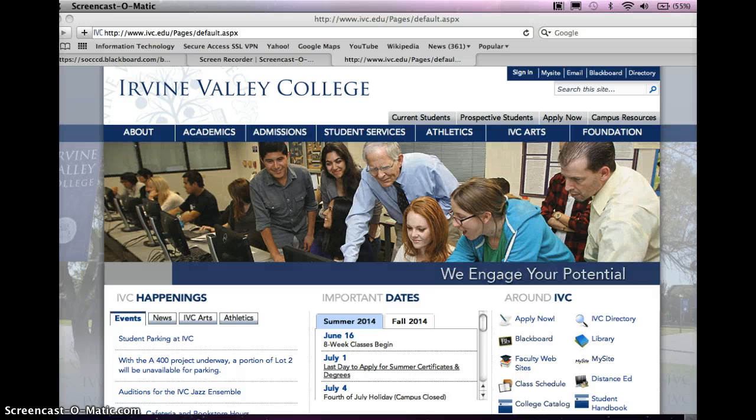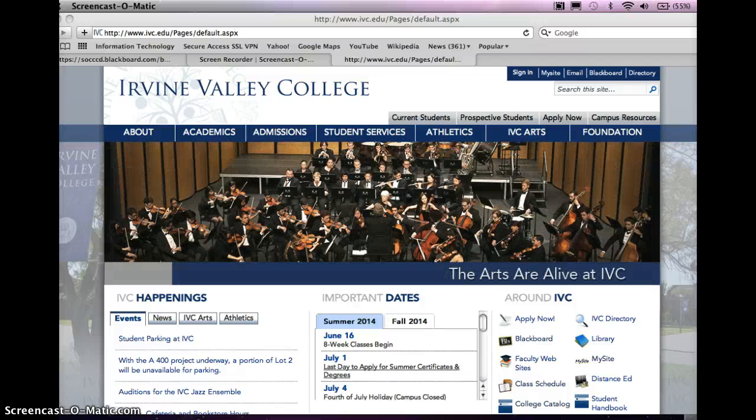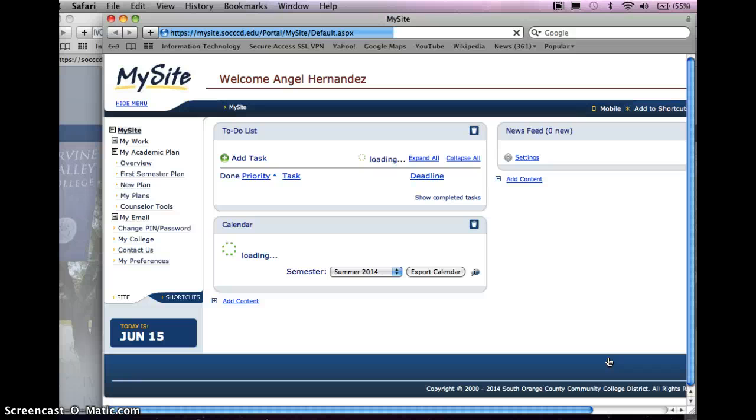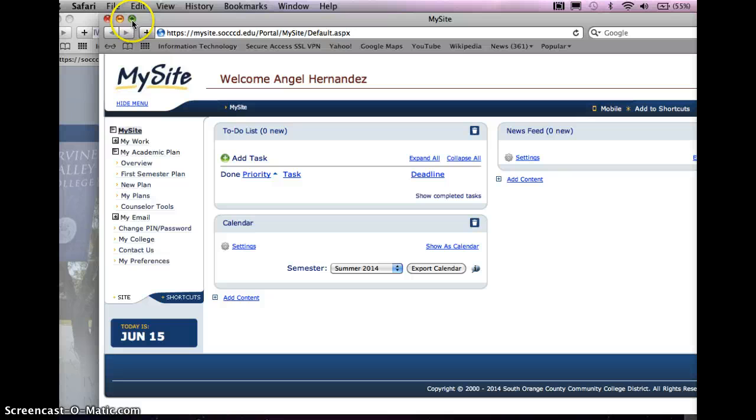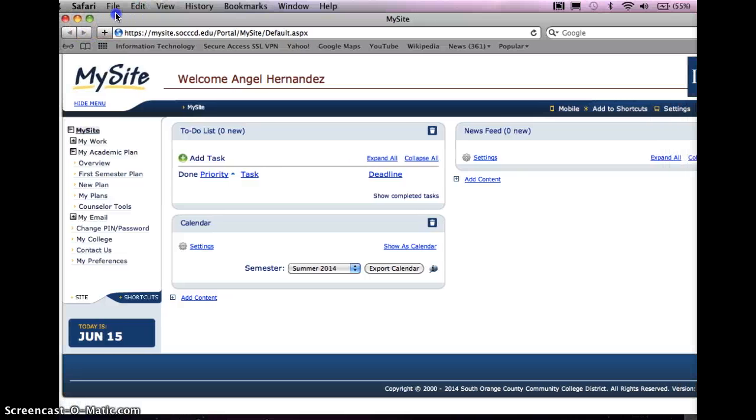The first thing you will do is log on to the IVC webpage, ivc.edu. Once you're there, you will log on to My Site. I'm already logged in, so obviously that got populated automatically there. Within the left-hand column in your My Site, you will see a variety of options. I will have you click on Overview for MAP, or My Academic Plan.